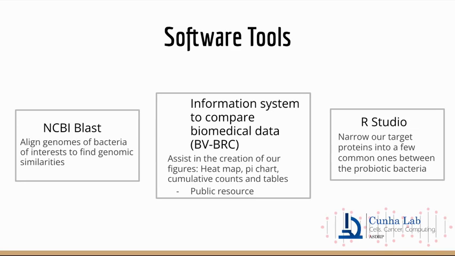We then switched to NCBI BLAST in order to align the genomes of the probiotic bacteria to help us find structural similarities and differences that may play a role in how effective each probiotic bacteria is in inhibiting colorectal cancer. We are currently using an information system to compare biomedical data called BVBRC, which will assist in the creation of our figures.